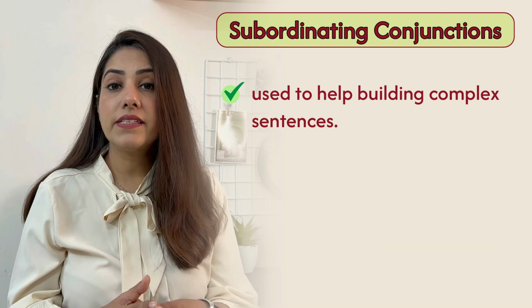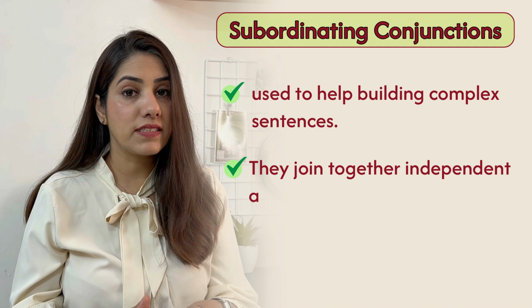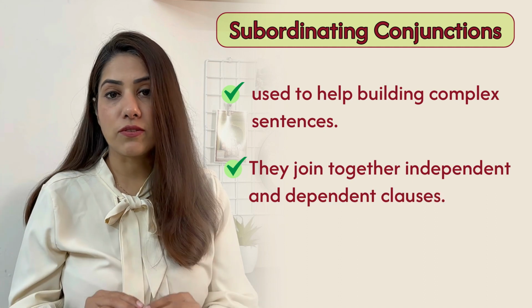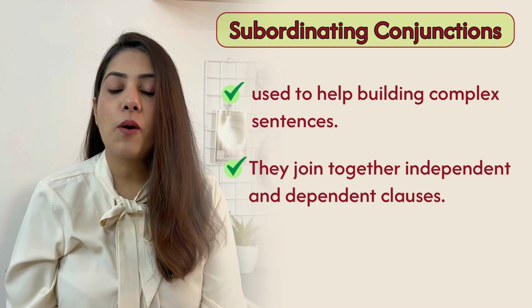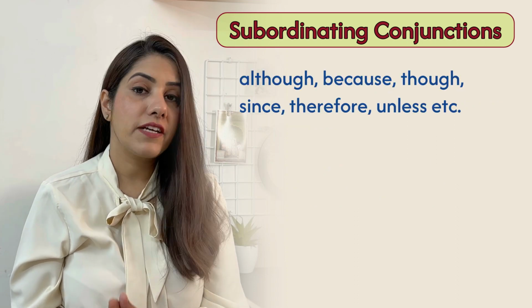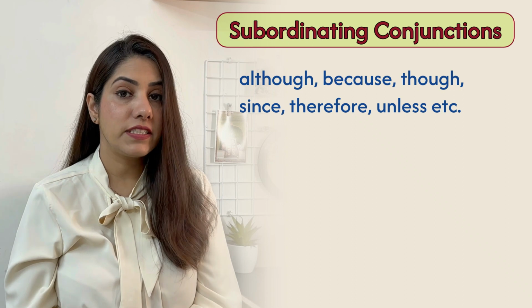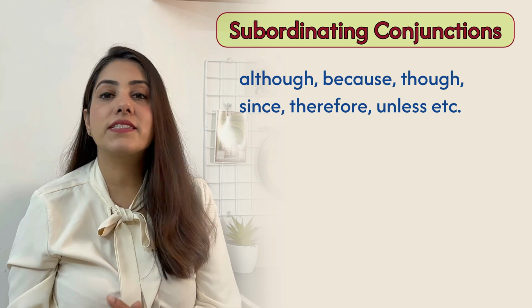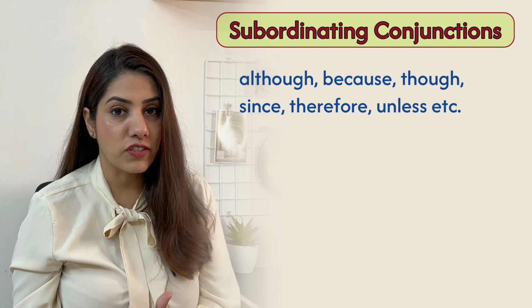So they combine an independent clause in a sentence to a dependent clause in a sentence. Now, some common subordinating conjunctions are unless, although, therefore, even if, since, before. Let's look at the sentences to understand these conjunctions better.